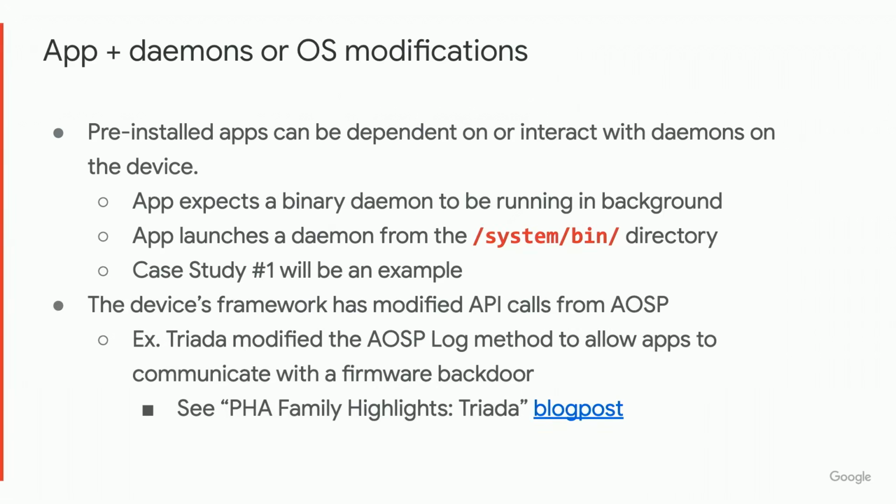Triada, which I won't talk about in depth today, but there's a lot of information out there about it, is what they did for that backdoor is they modified the Android log API to be overloaded and allowed 2 arguments. So if any app wanted to interact with the backdoor, they sent a second argument in log, and that's the type of modification we're talking about.